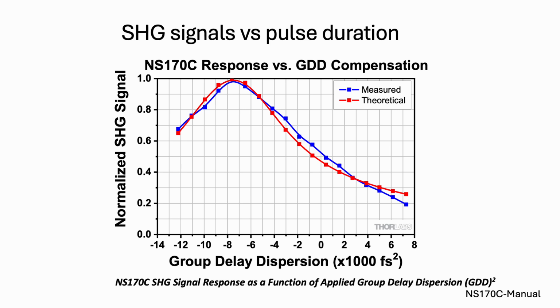If the system's pulse duration is adjustable, fine-tune the GDD of the pulse compressor or the laser's built-in GDD precompensation while monitoring the SHG signal on the power meter. The optimal pulse duration is reached when the SHG signal is maximized. Note, this process is not demonstrated in this video.